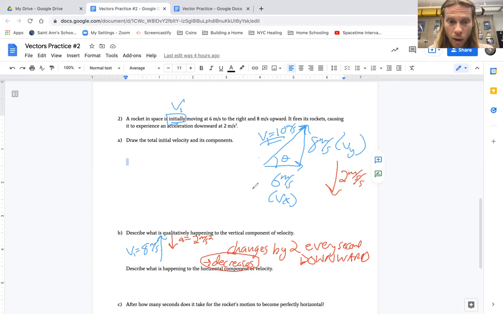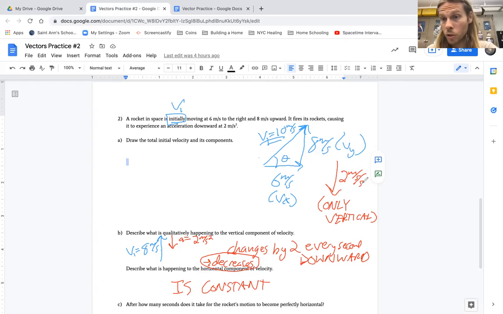The horizontal is also happening. So what is happening to the horizontal? Is there any component to the acceleration that points left? No. Is there any component that points right? No, this is only vertical. That's a big deal. Pause and hopefully that makes sense. Because it's only vertical, that means the horizontal component is constant.